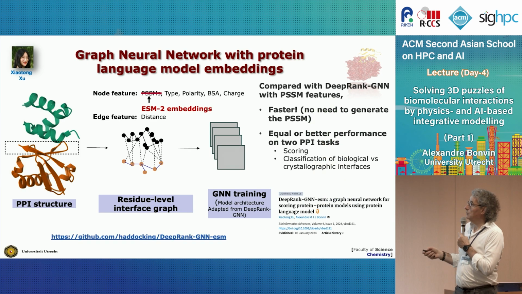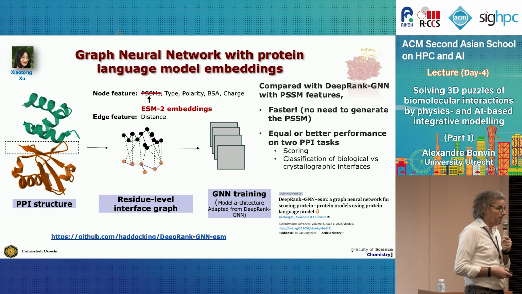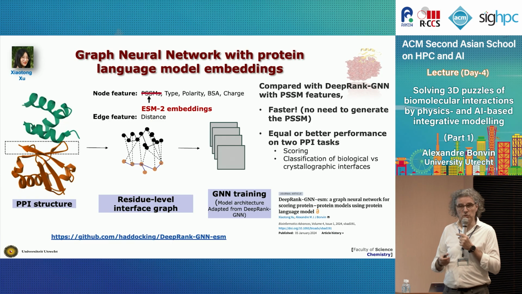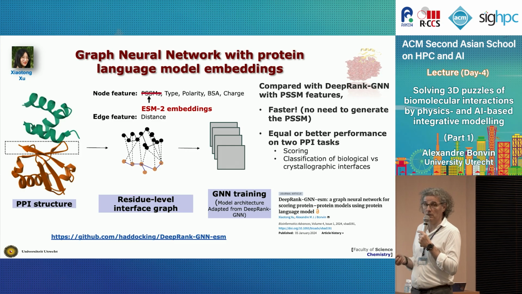So more recently, we have been using large language models. With ESM2 from Meta, you don't need a multiple sequence alignment anymore. From a single sequence, you can get these embeddings. So it's much faster for scoring purposes, and it performs as well as the multiple sequence alignment. So that's the latest version of DeepRank.